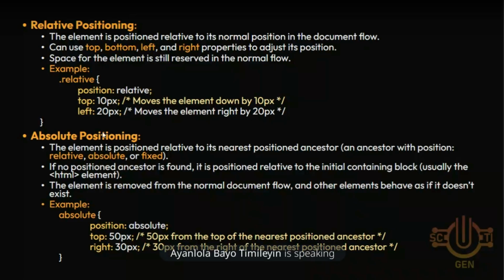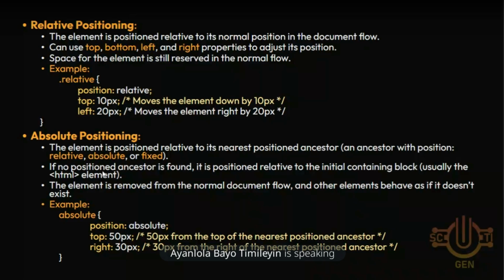We have absolute. With absolute, the element is positioned relative to its nearest positioned ancestor. So an ancestor with position relative, absolute, or fixed. If no positioned ancestor is found, it is positioned relative to its initial containing block, usually the HTML element. All right, we're going to see that shortly.